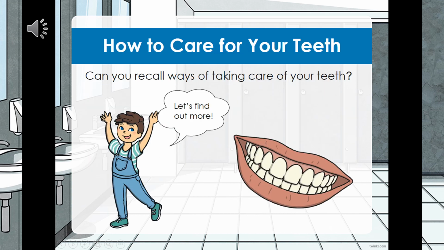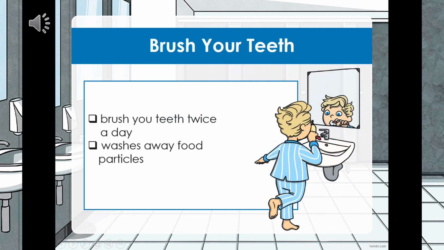We need to take care of our teeth just like we look after the rest of our body. Do you know how to take care of your teeth and keep them healthy? Let's recall different ways of taking care of the teeth. In order to take care of your teeth, it is really important to brush your teeth at least twice a day. Brushing your teeth helps you get rid of any food that's around your teeth. It also washes away any sugar and other things that can hurt your teeth.